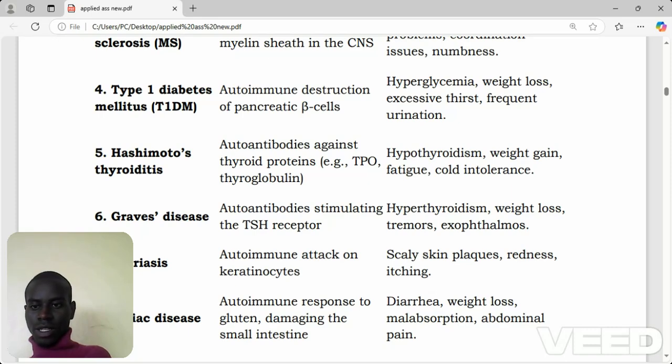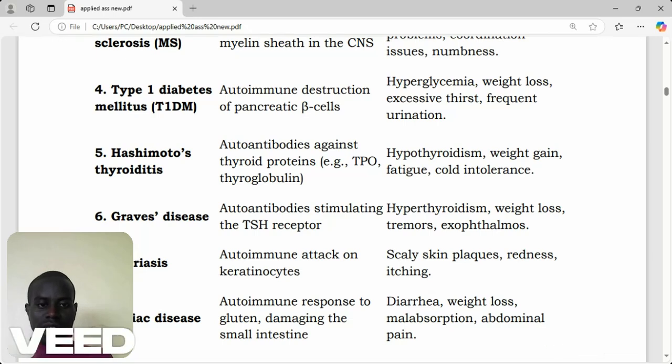The next disease is Graves' disease. This is caused by autoantibodies stimulating the TSH receptor. Its clinical manifestations are hyperthyroidism, weight loss, tremors, and exophthalmos. The seventh disease is psoriasis.